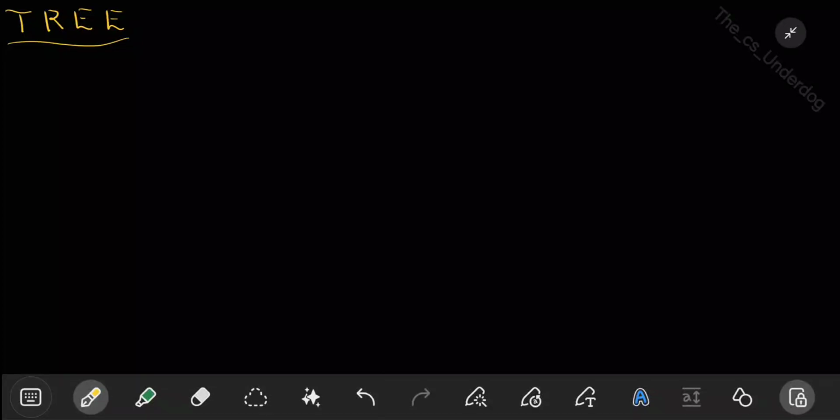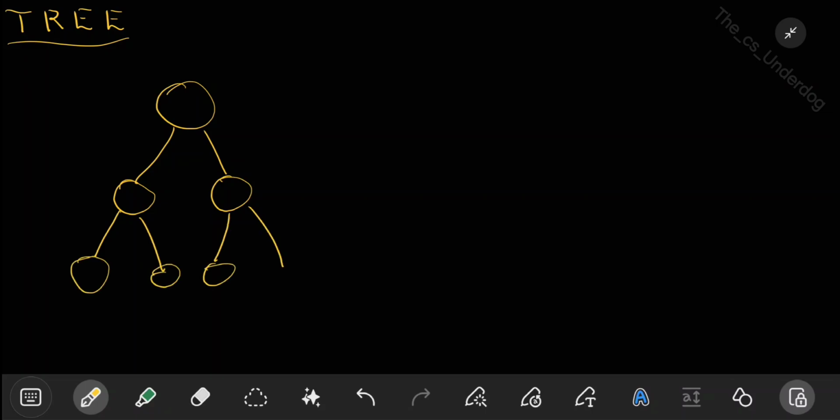Tree. A tree is a non-linear data structure used for hierarchical organization of data. That is, if you have data of this kind, a parent is there, this parent is having two children, then each of those children are further having two children. This kind of data is called hierarchical data. That is, it is organized in different levels.